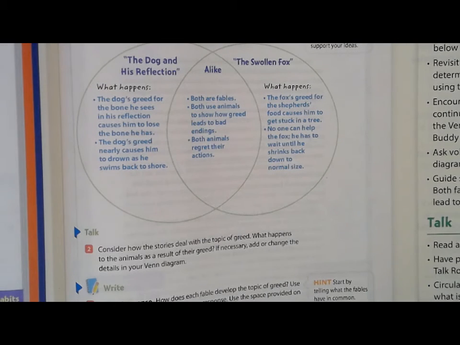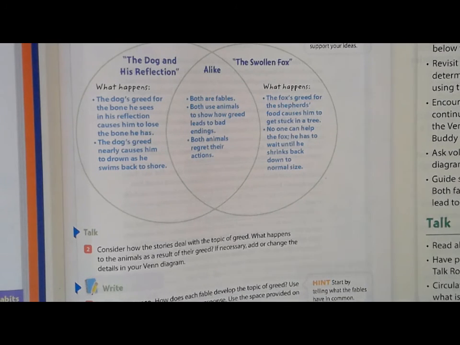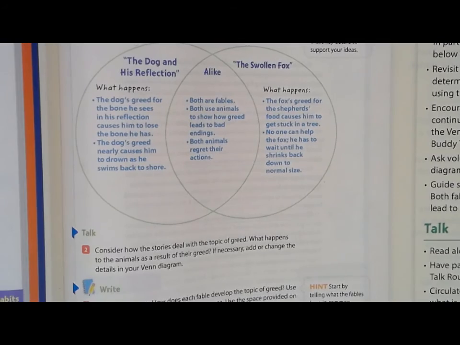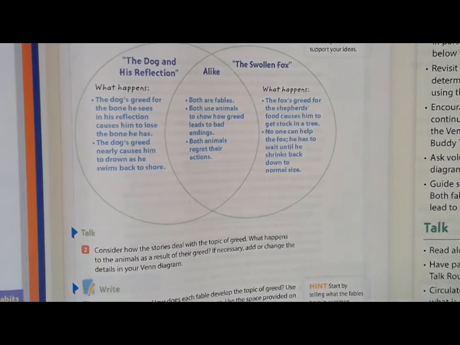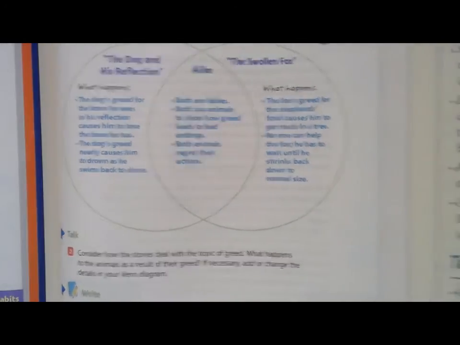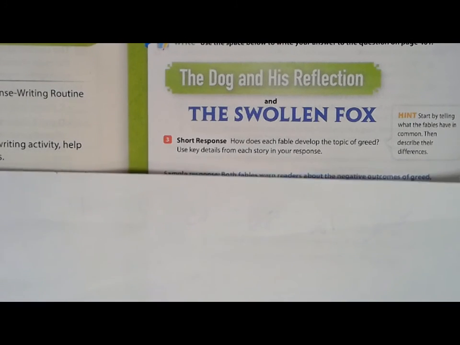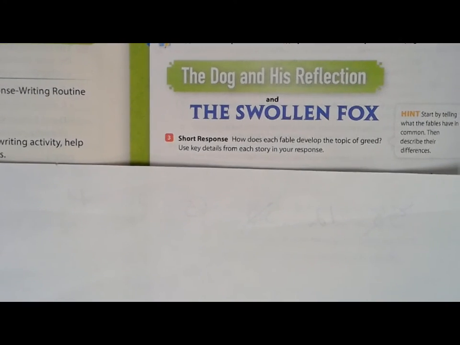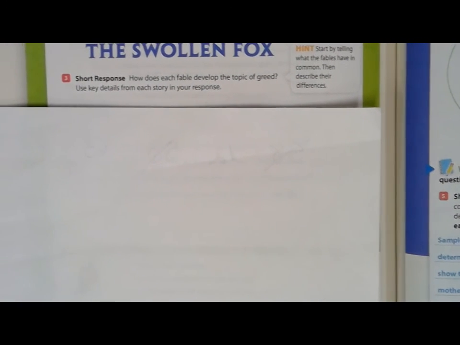Now we're going to answer the short response. How does each fable develop the topic of greed? Use details from each story in your response. Use the space provided on page 406. So if we turn to page 406, we're going to use the things that we underlined to describe how the two stories give us examples about greed. So this is a sample response. Yours can be like this, or it can be different.